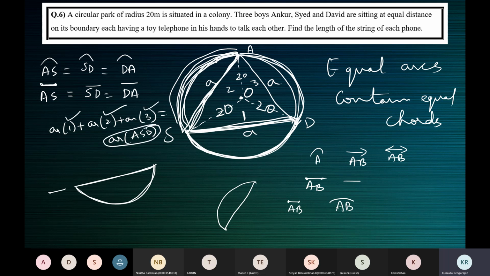Next is to find the area of triangle ASD. It's an equilateral triangle. What's the formula to find the area? Root 3 by 4 into side square, so root 3 by 4 into A square. Equate these two, and when you work this out, you will be able to find the value of A. And the value of A is the length of the string each boy has.